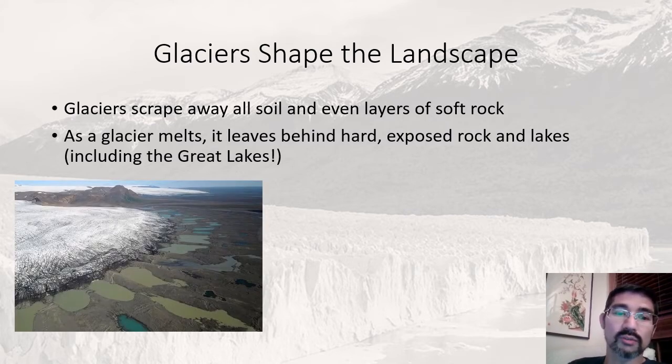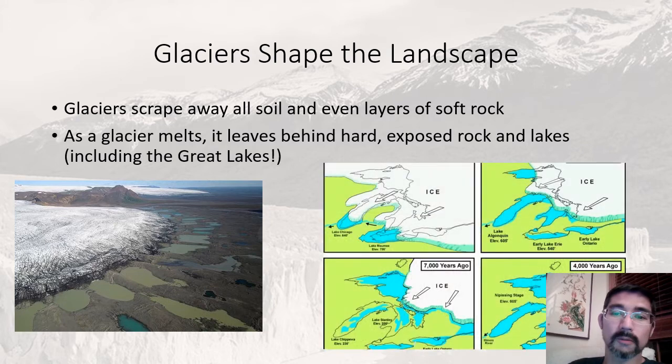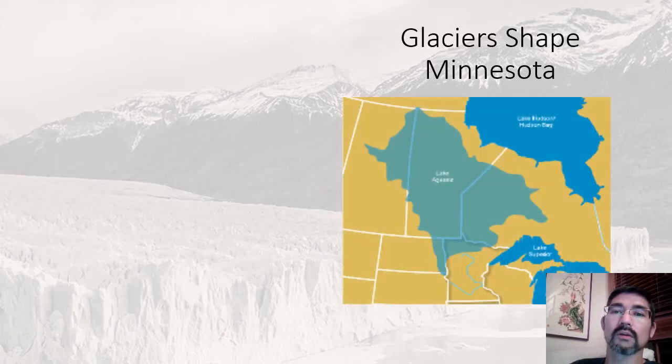Here is a picture of some lakes that are formed by a retreating glacier, and this is kind of a diagram of what happened with the Great Lakes. So glaciers not only shaped the Great Lakes in general, but they specifically shaped Minnesota.